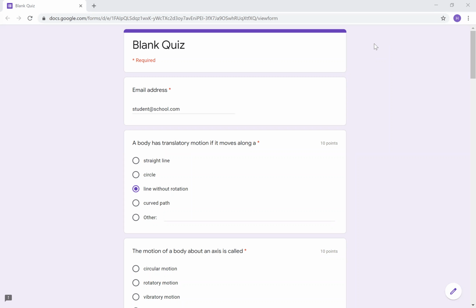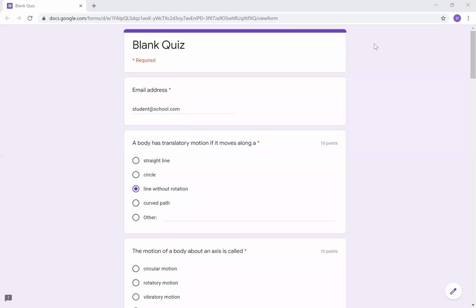Now today we are going to discuss the MCQs of the chapter kinematics, in which we have a question about the motion of a body. A body has a translative motion if it moves along a... Now how can we say which motion is that?